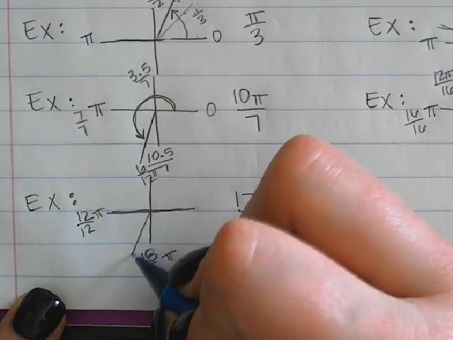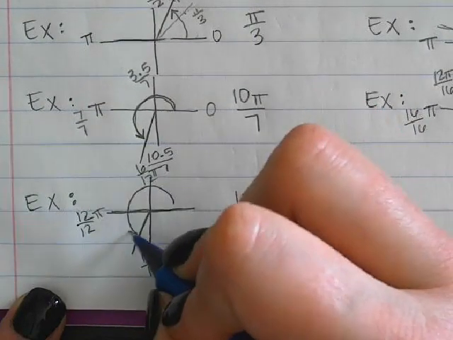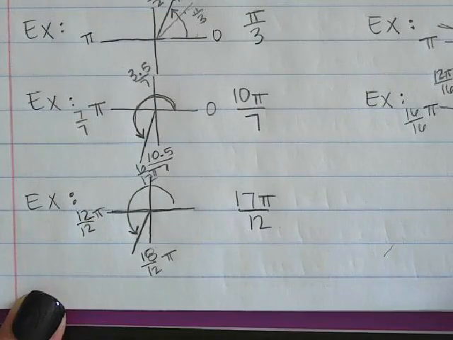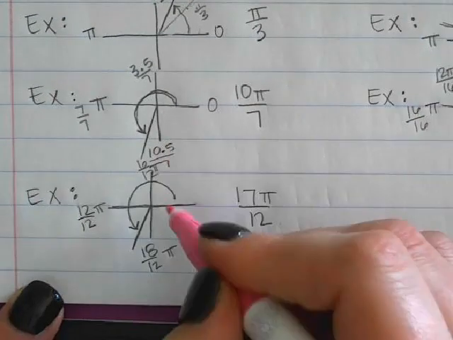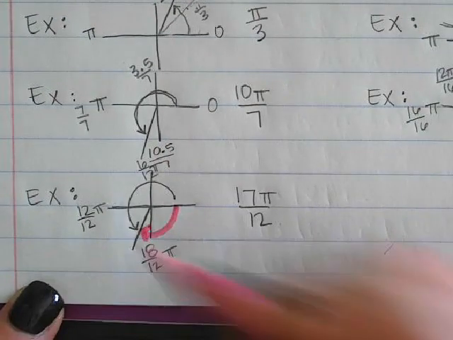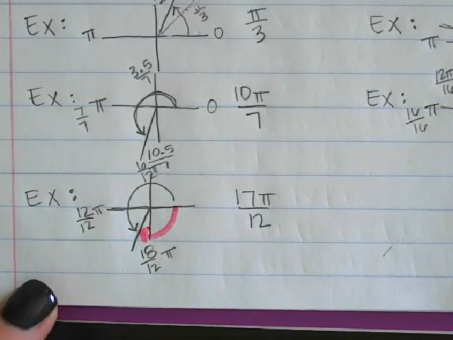Okay. So here's our 17π/12. What if I told you that I wanted the negative coterminal angle? So I want this one. Negative 5π/12.